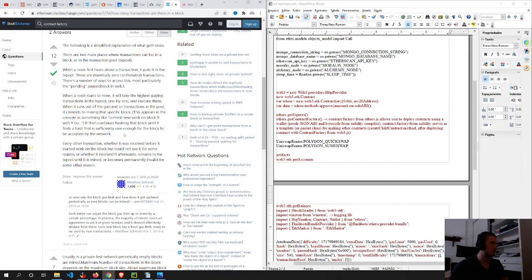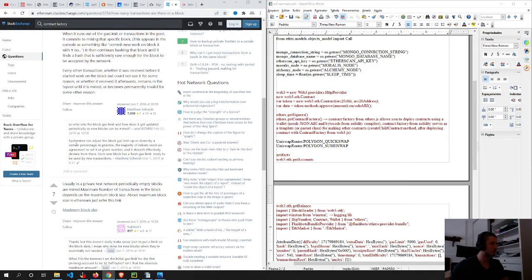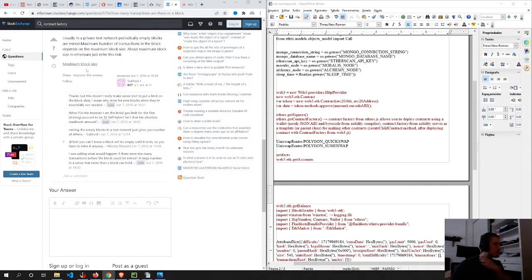Every other transaction, whether it was received before it started work on the block but could not use it for some reason, or whether it was received afterwards, remains in the transaction pool until it's mined or becomes permanently invalid for some other reason. And it still doesn't answer how many transactions exist in each block. Depends on the maximum block size. What is the maximum block size in Ethereum? Just refer to this link. Okay.